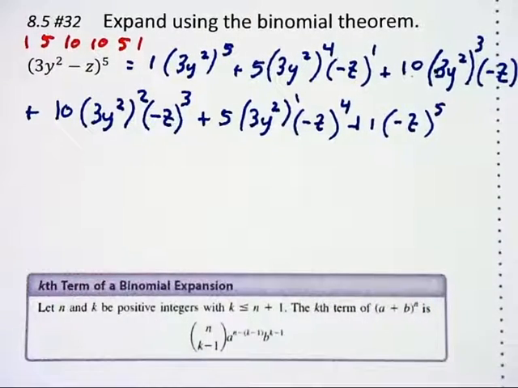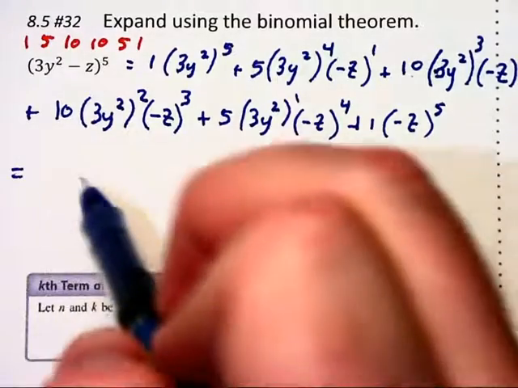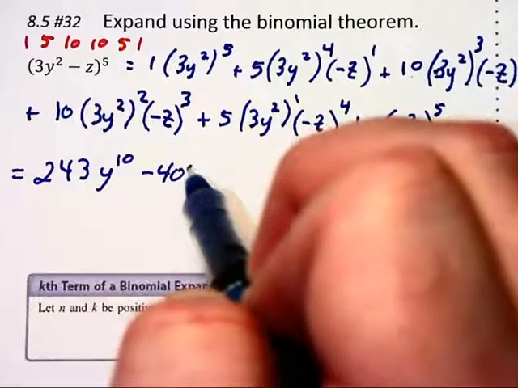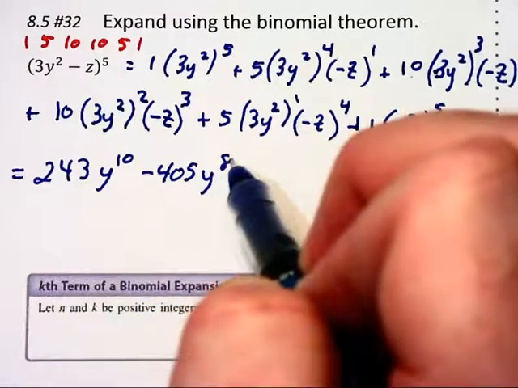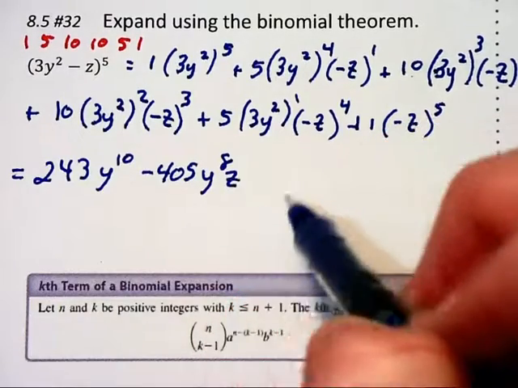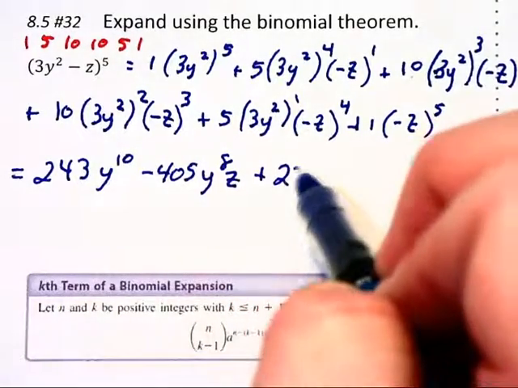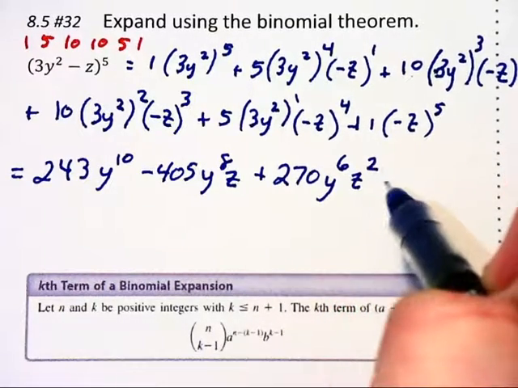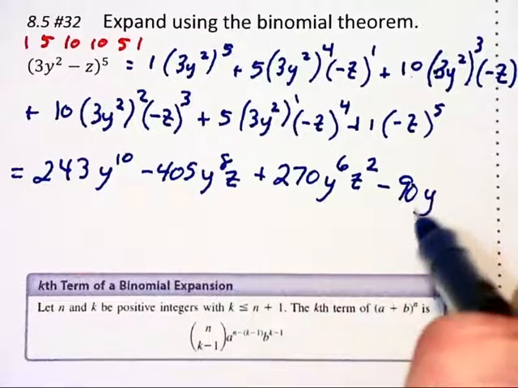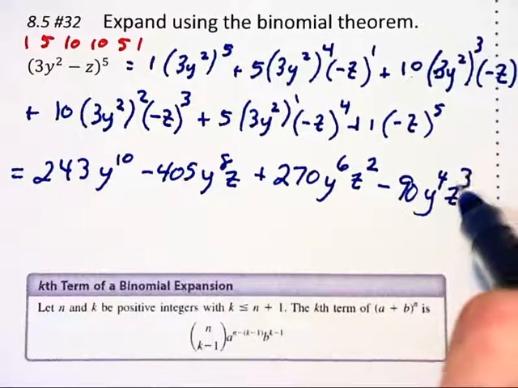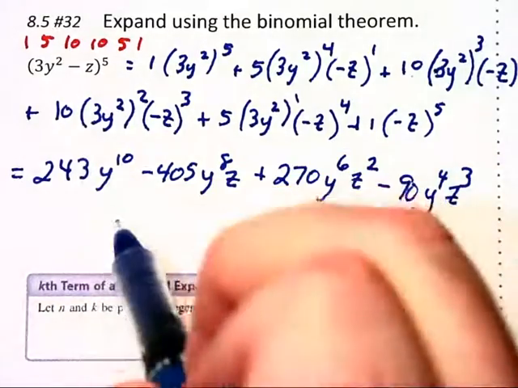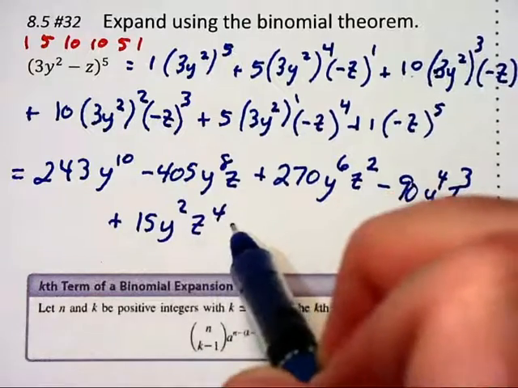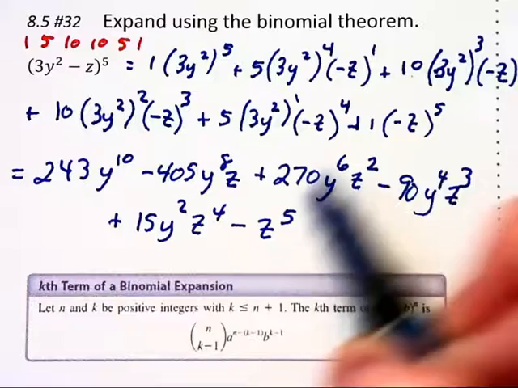We would then need to evaluate all of that out, and that will give us 243 y to the 10th minus 405 y to the 8th z, watch your exponents there carefully, plus 270 y to the 6th z squared minus 90 y to the 4th z to the 3rd plus 15y squared z to the 4th minus finally z to the 5th.